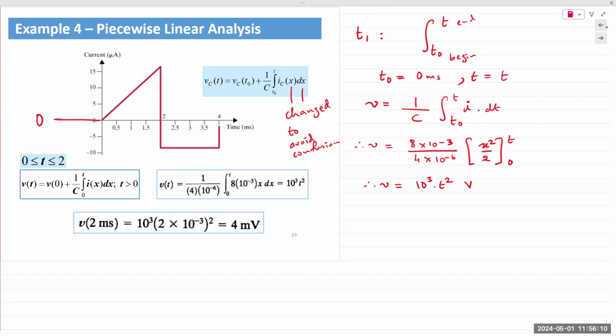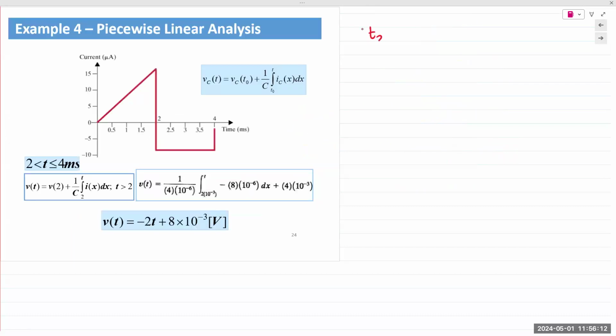However, when we get to the second time period, meaning T2, the value of T0, the beginning of my analysis, is 2 milliseconds, not 0. I'm analyzing between 2 and 4 milliseconds, right? My end period will still be T because I want the final answer as a function of time. So I will set the limits of the integration from 2 milliseconds to T.